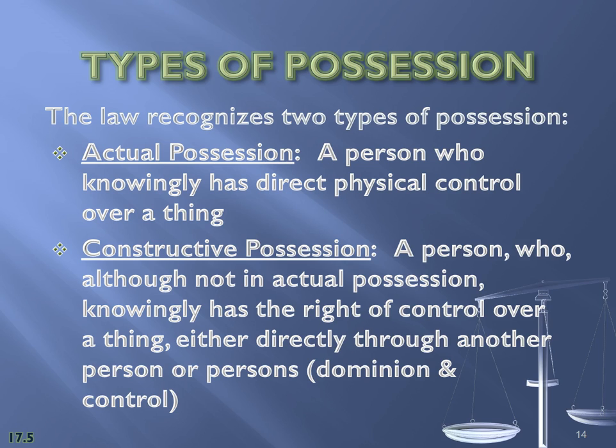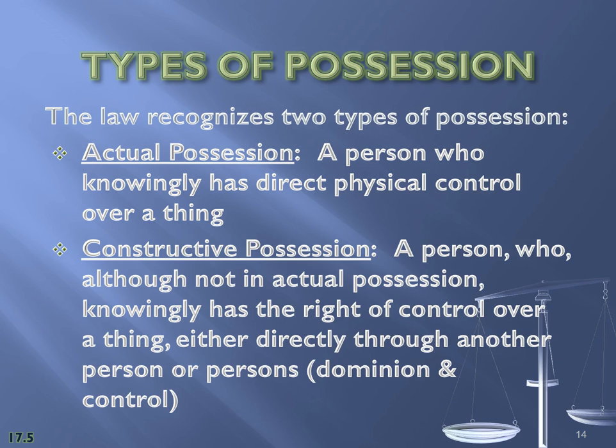Actual possession, which is easy for us to understand because it's a person who knowingly has direct physical control over a thing. It's in your pocket, it's in your jacket, it's in your shoe, it's wherever it is. And the second one being constructive possession, a person who, although not in actual possession, knowingly has the right of control over a thing, either directly or through another person or persons, like dominion and control. So we have these 2 types of possession.